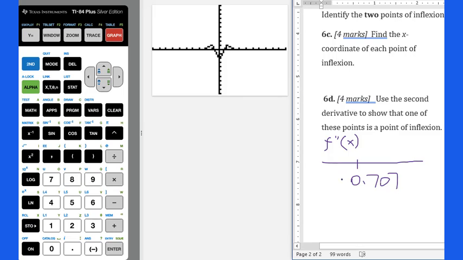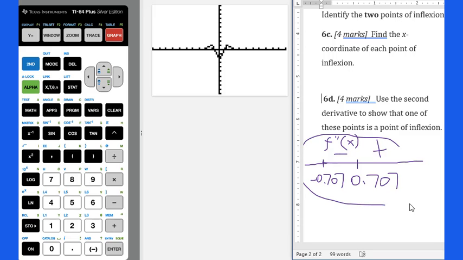For x greater than 0.707, the graph is above the x-axis, so it's positive. When x is less than 0.707, it's negative. We have another point at negative 0.707. So when x is between negative 0.707 and 0.707, it's negative.